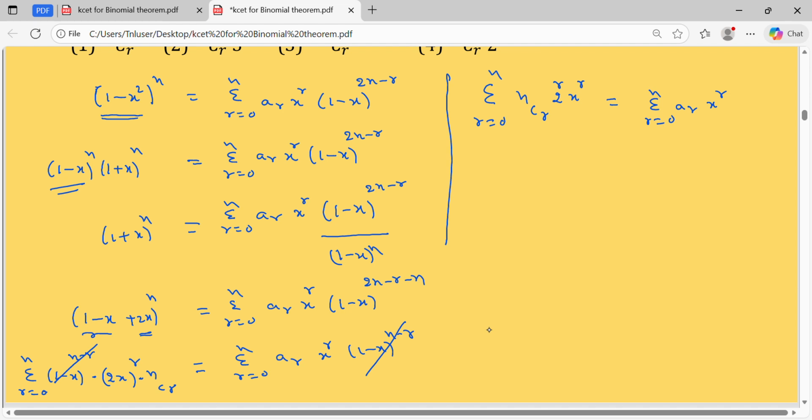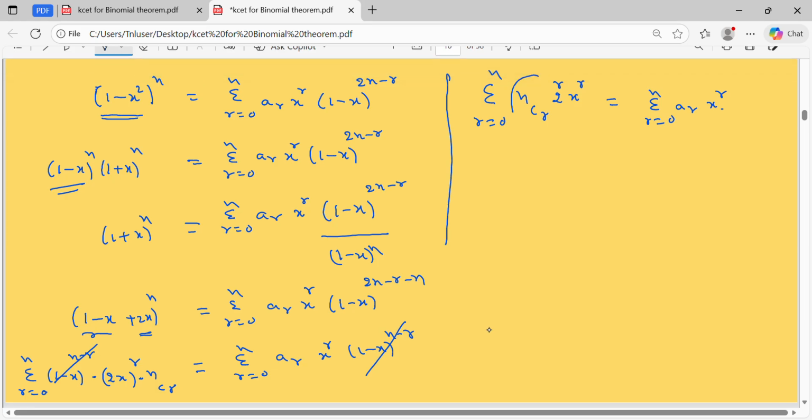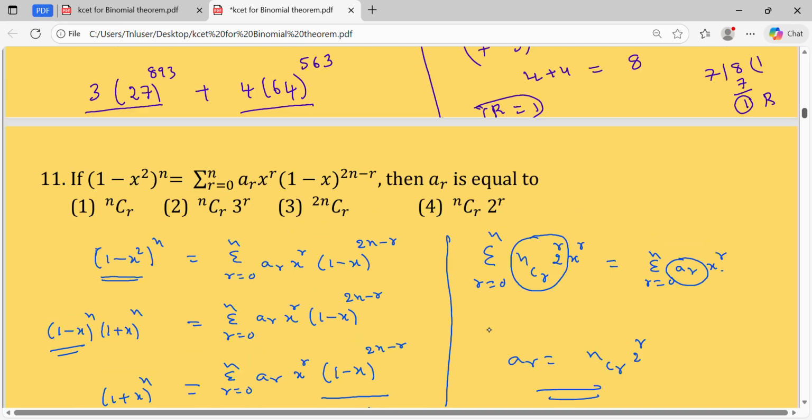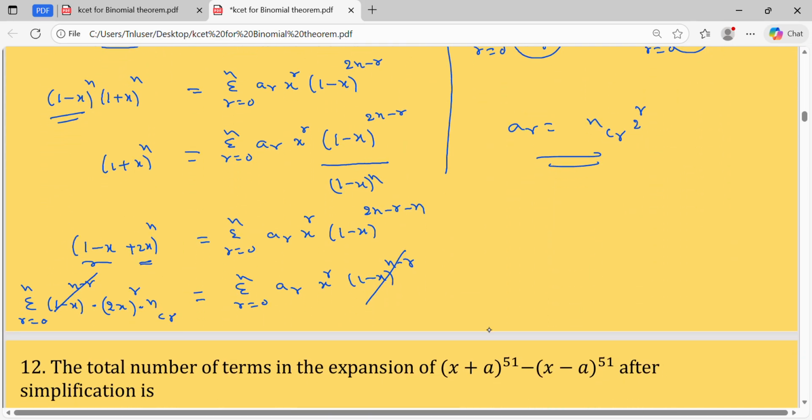Now compare them, then identify the ar value. Here see this x power r, then the remaining is nothing but ar. The remaining is the ar value. So ar equal to nCr 2 power r. That is the answer. So option 4 is the correct answer. So next question.